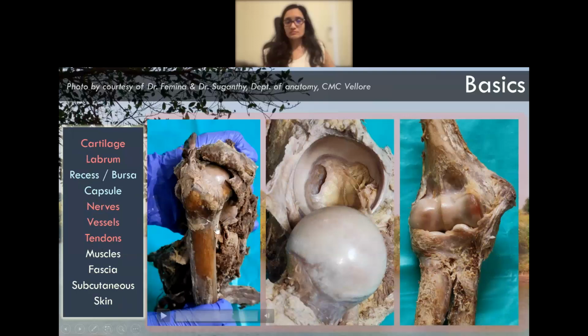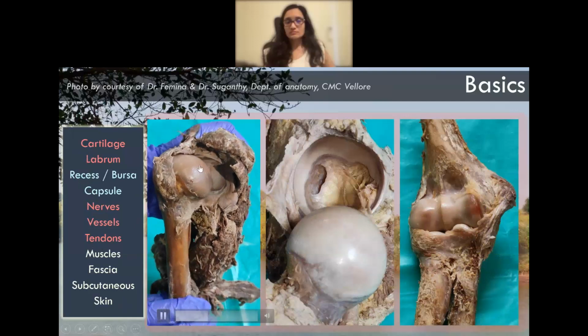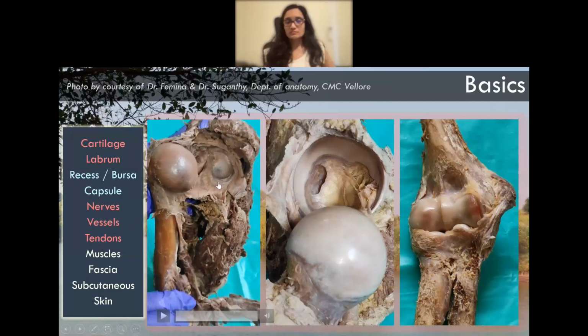So here are some examples of large synovial joints. This is the shoulder joint. This is the articular cartilage lining the articular surface of the humerus and the glenoid. We can see the labrum here. This is the capsule and the ligament with the inner lining of the synovium. And we can see similar things in the hip joint and also in the elbow joint.